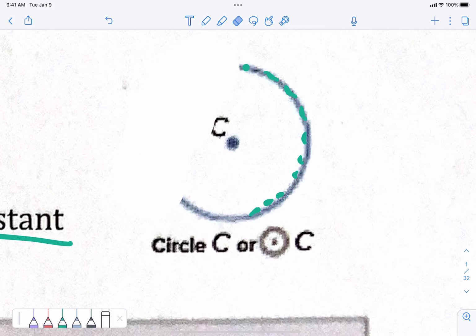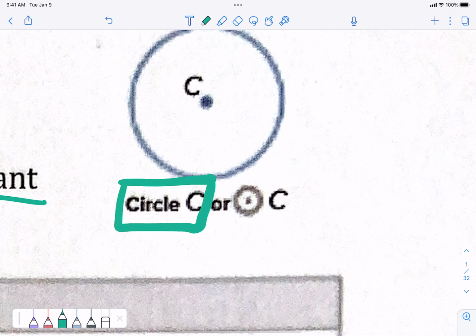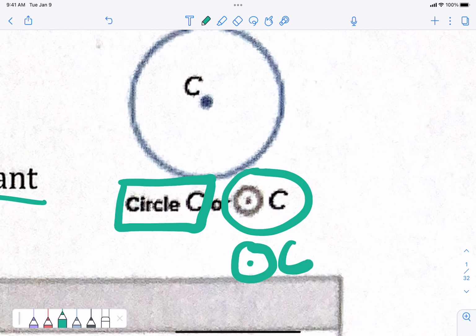The way that you name a circle, and you'll be asked to name it on some of your homework assignments, you will either write out the word circle C, or you can use a symbol. It's like a circle with a dot in the center of it, and that's circle C. It's named by what the center is called. Don't just call it C because a C is just a dot, right? You have to say circle C, okay?